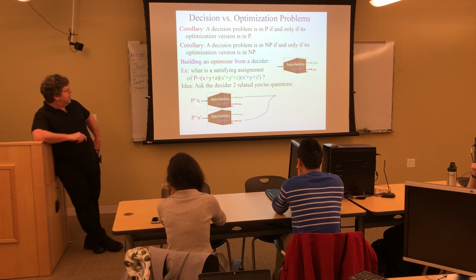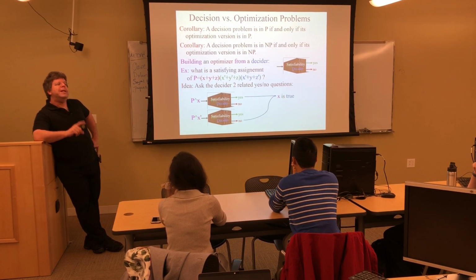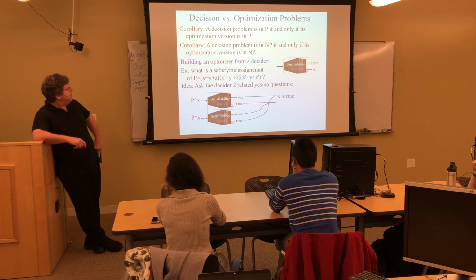So you can do it either way. I'm just showing you both ways and the equivalence. So if this says yes or this says no for P and X, and P and not X, conversely, then either way, X must be true in some satisfying assignment, assuming that the decider always does its job and is correct, which is the basic assumption here.